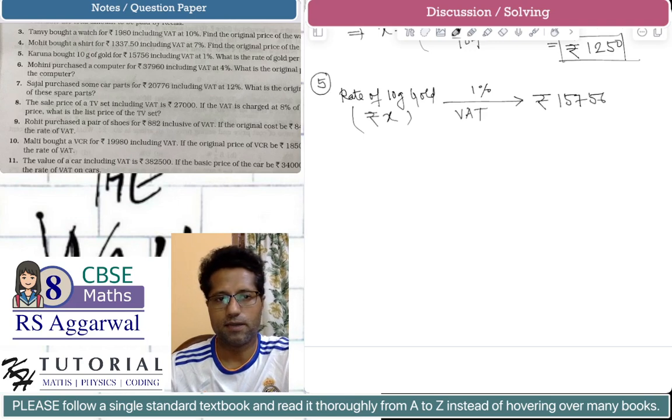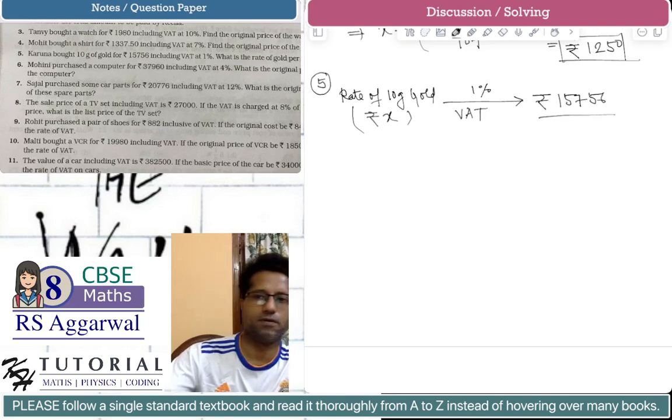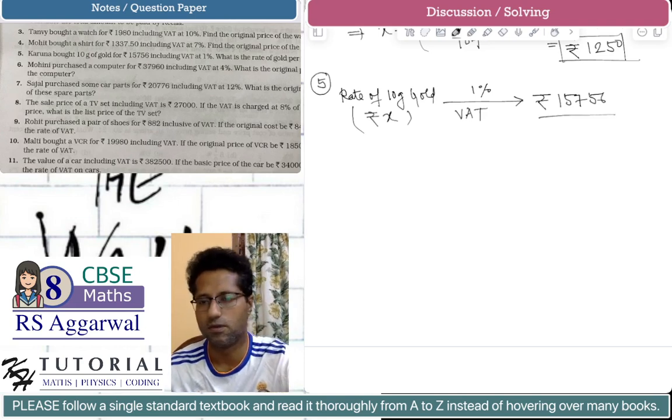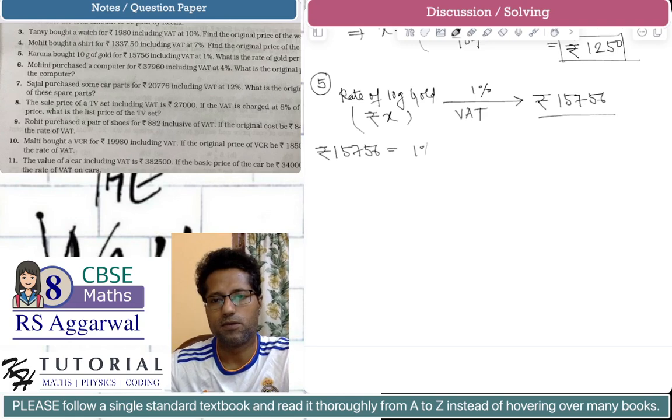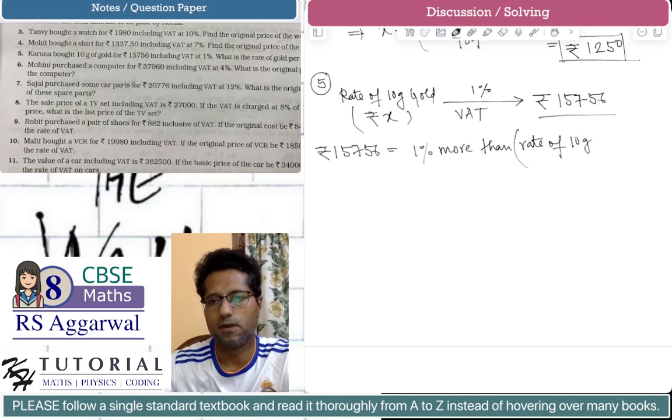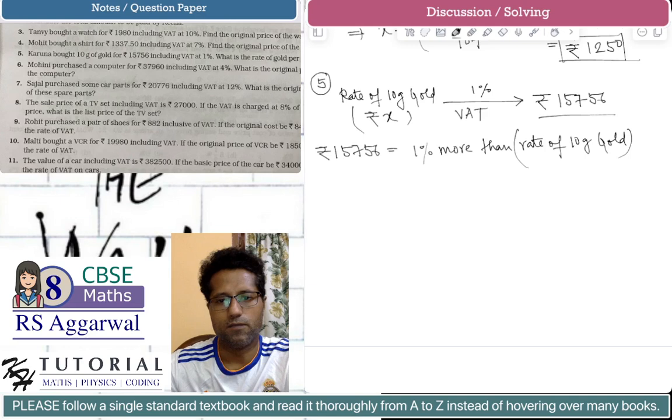So Karuna bought 10 gram of gold for rupees 15,756 including VAT. So this price, 15,756, includes the VAT. So we can say that rupees 15,756 is equal to 1% more than the rate of 10 gram gold, which is equal to 1% more, meaning 100 plus 1%.